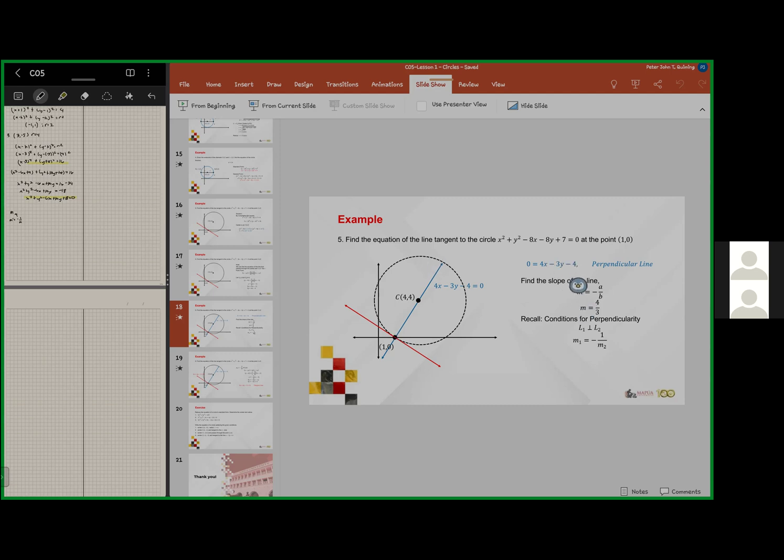To find the tangent to the line, we need to get the negative reciprocal. Since our original slope is 4 over 3, the next slope is negative 3 over 4, since it is the negative reciprocal, or the negative inverse of the fraction.